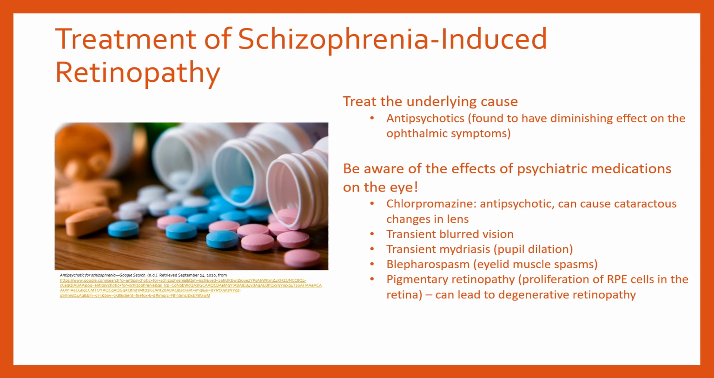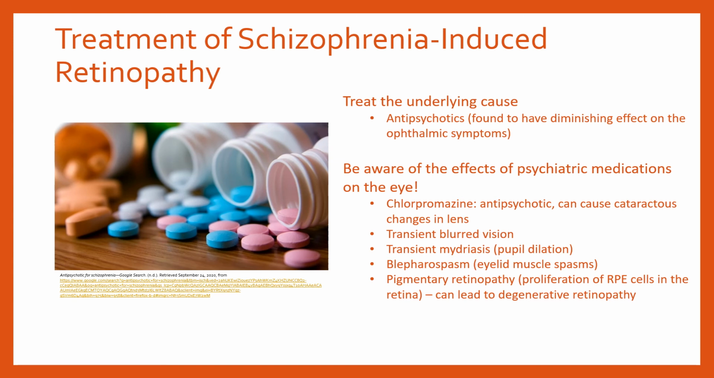However, we should also be aware of the effects of psychiatric medications on the eye. For example, chlorpromazine, which is a typical antipsychotic marketed sometimes under the brand names Thorazine and Largactil. This can cause cataractous change in the lens. This means that as the light goes through the lens, instead of having a uniform index, it causes the light to scatter and not converge neatly on the retina.